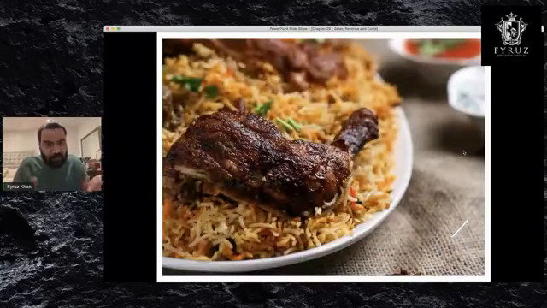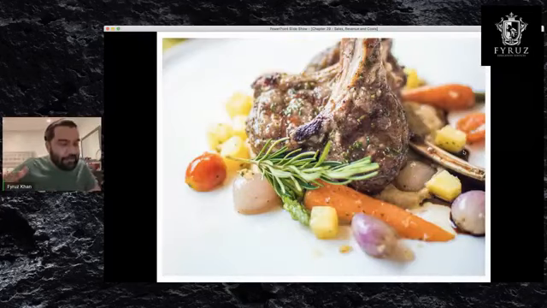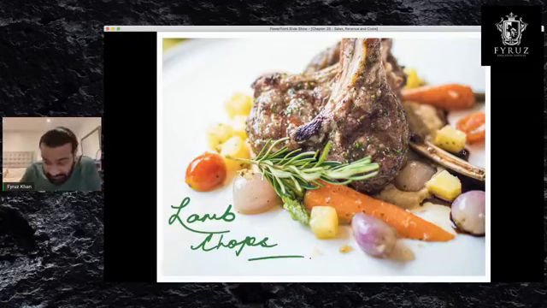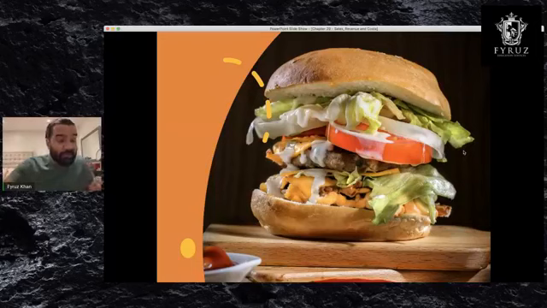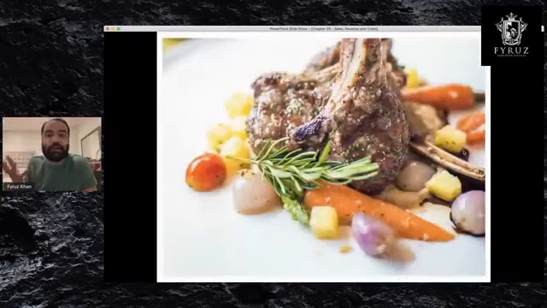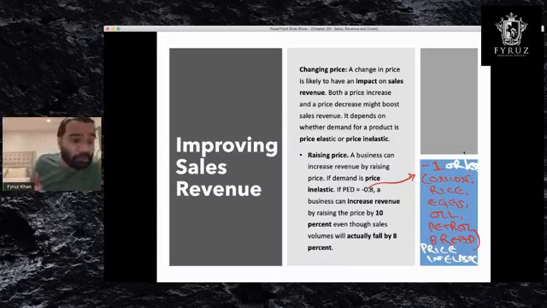For example, look at this delicious dish. It's biryani, my favorite dish. I love biryani. Onions are used in biryani as well. Onions are used in modern dishes too, like lamb chops. Onions are used to make Western fast food burgers. So the demand for onion is a lot, and whether you increase or decrease the price, it does not matter much.